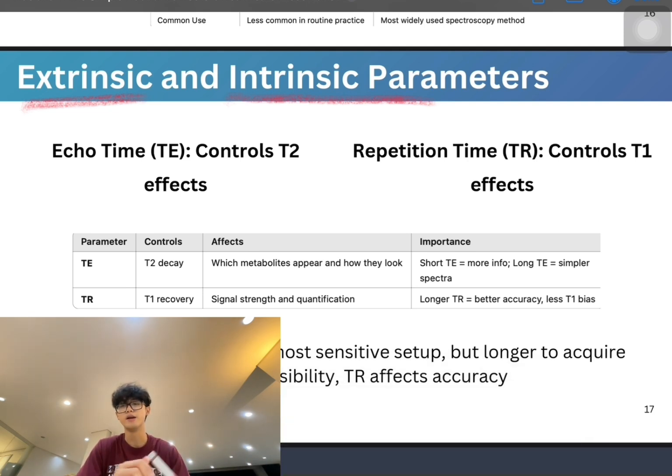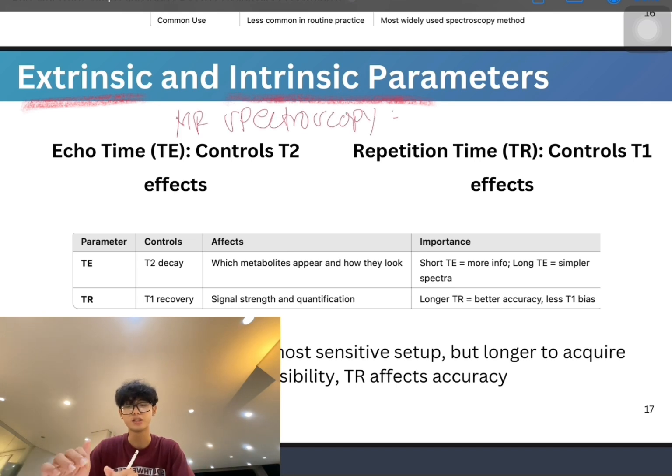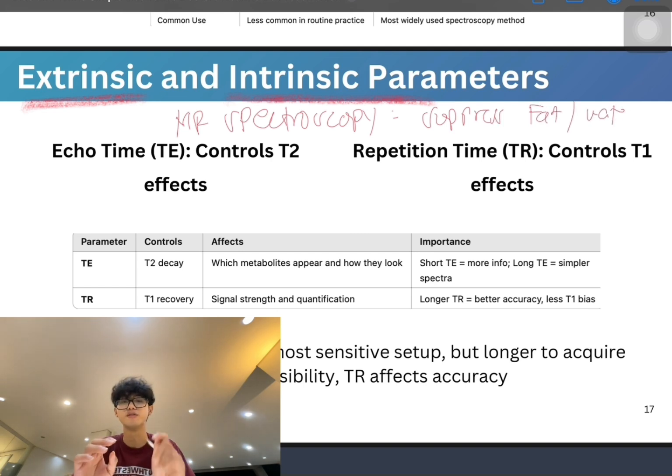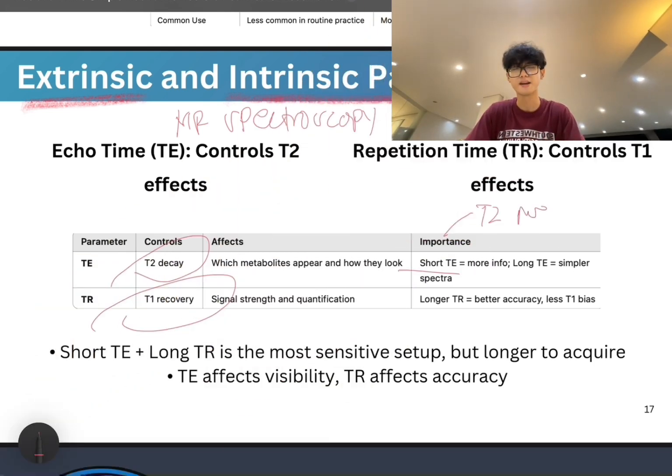In conventional MRI, we acquire fat and water, but in spectroscopy, we suppress them, which highlights the T2 metabolites and also the T1 metabolites. For echo time, you usually use a shorter echo time in order to accentuate the T2 metabolites. Why a shorter echo time? Since these short T2 metabolites decay quickly, so in order to acquire them, you use a short echo time.